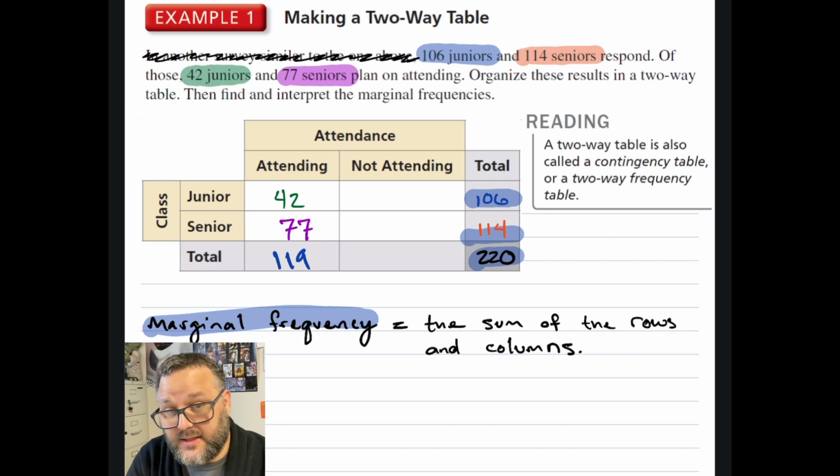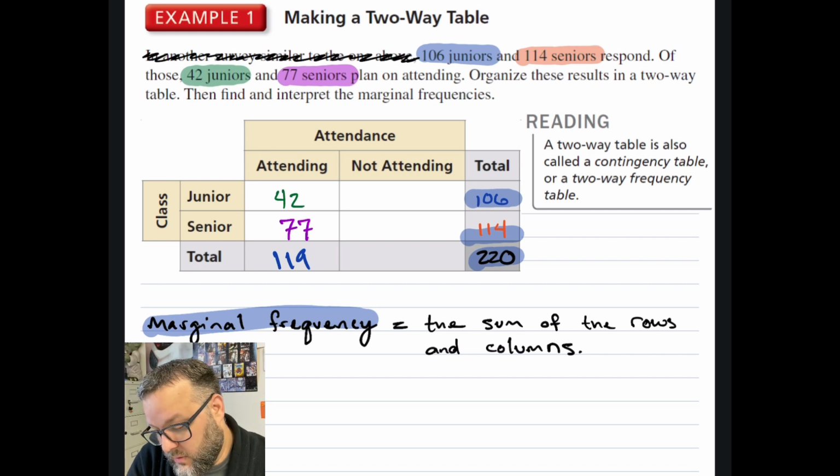That number we hadn't seen yet. That's because right now we know there are 106 juniors, because it tells us up in the problem, that are looking at going to a concert. The question doesn't state that, it comes from another question, but I'm just telling you that's what it was. These are juniors and seniors that were asked and responded to the question of, are you planning on attending a concert? So 106 juniors responded, and 42 of them said, yes, we plan on attending.